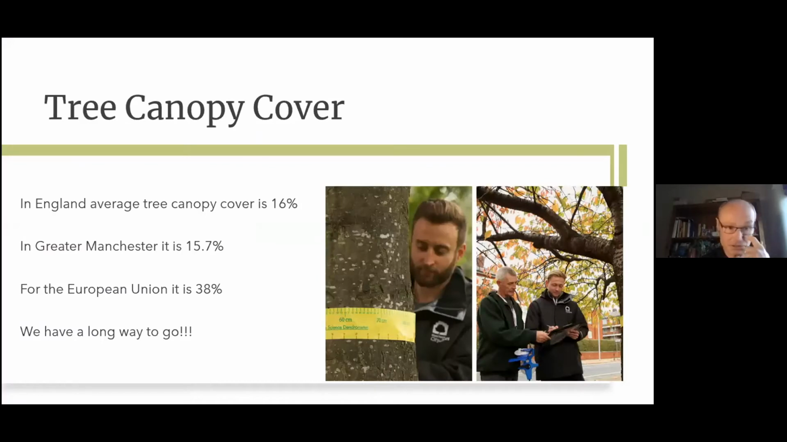We've got lots of work to do. In England, the average tree canopy cover is 16%. In Greater Manchester, it is 15.7%. So we're slightly behind the national curve. But look at that. Look at the European Union. They're miles ahead of us, 38%. So we really need to get those spades out and plant more trees to give us a chance of catching up with our European neighbours.